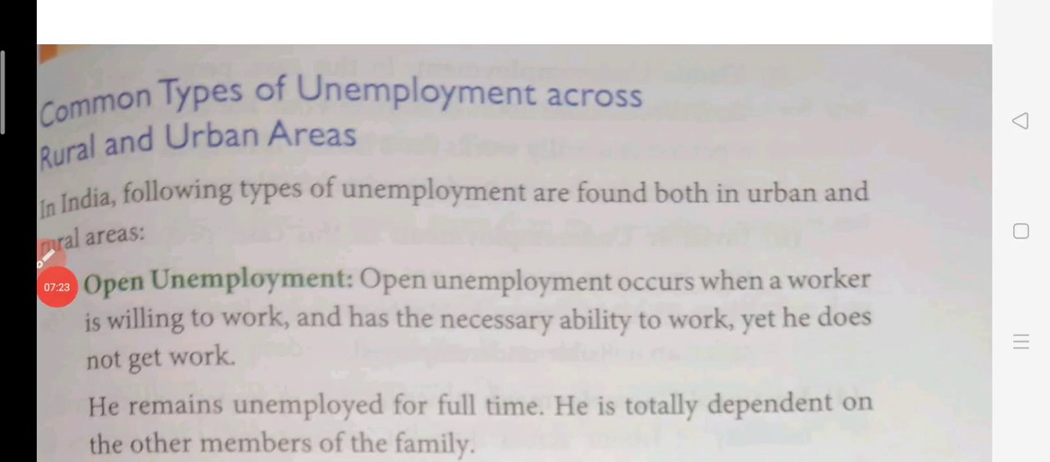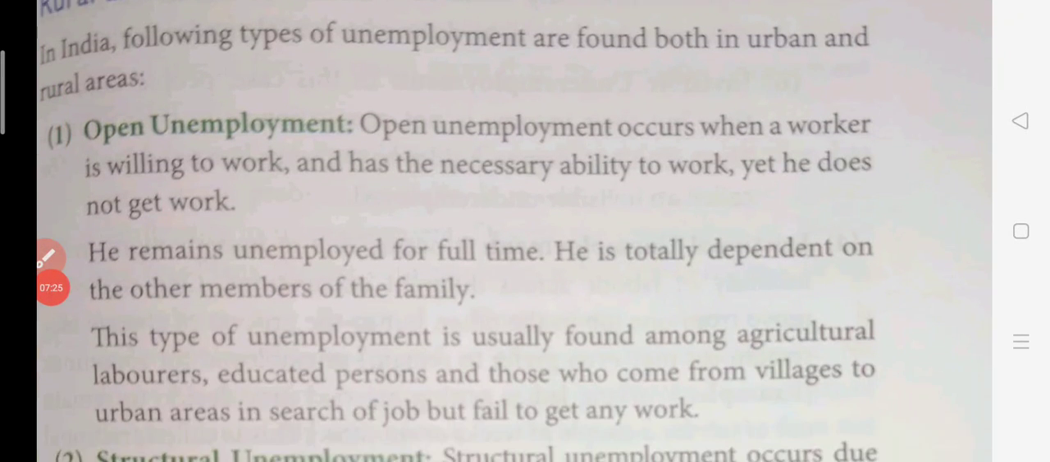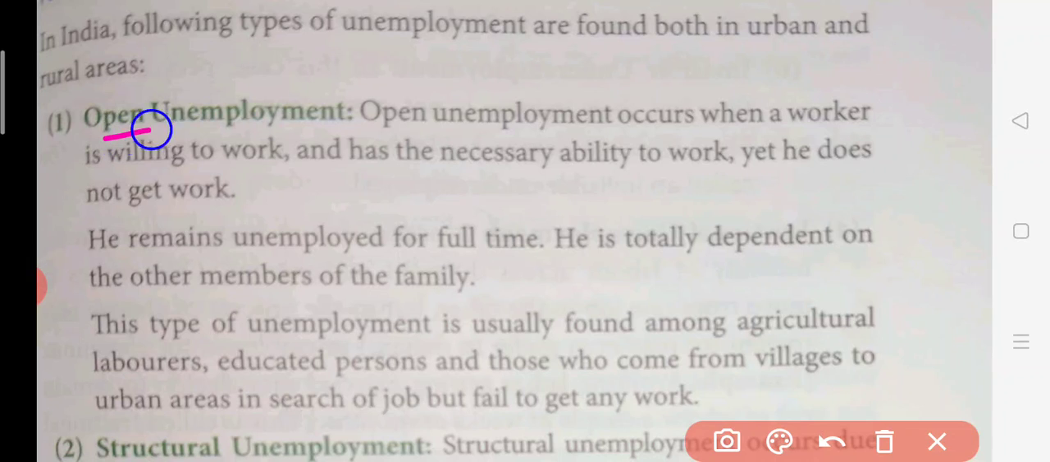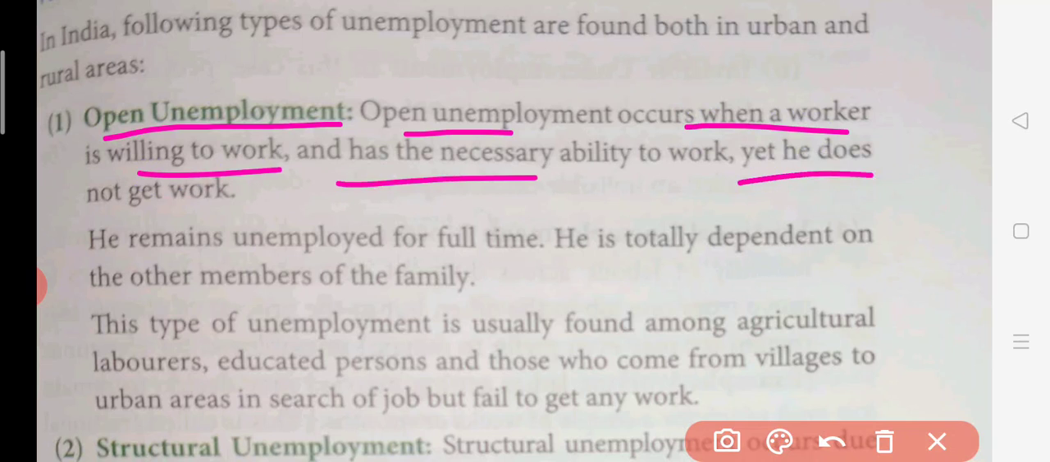Now the common types of unemployment are, first, open unemployment. What is open? It means involuntary unemployment. Open unemployment occurs when the worker is willing to work at the existing wages and has the necessary ability to work, yet he does not get work. So only those people are counted here who are ready to work at the existing wages. Whatever money is provided by the market, they are ready to work. But the problem is that these people are not getting work. So that is what we call open unemployment.